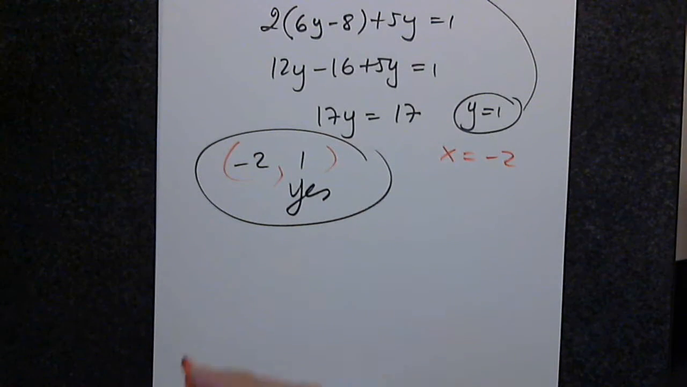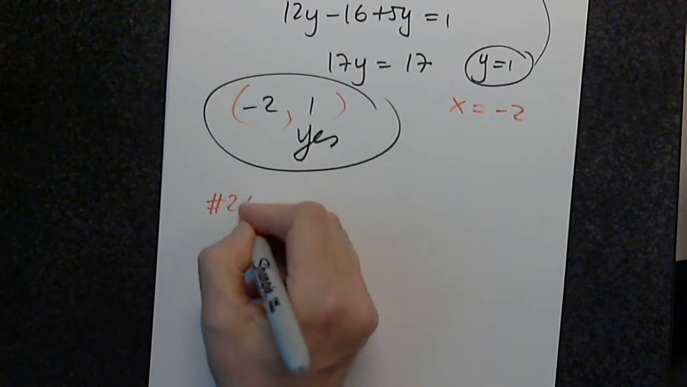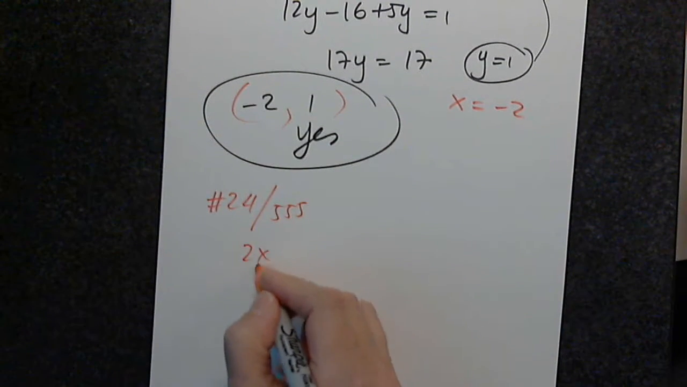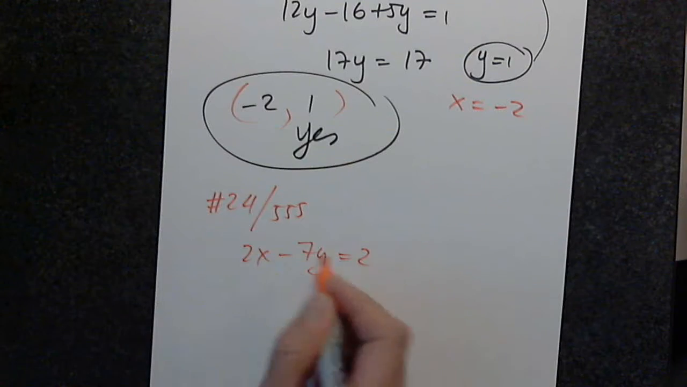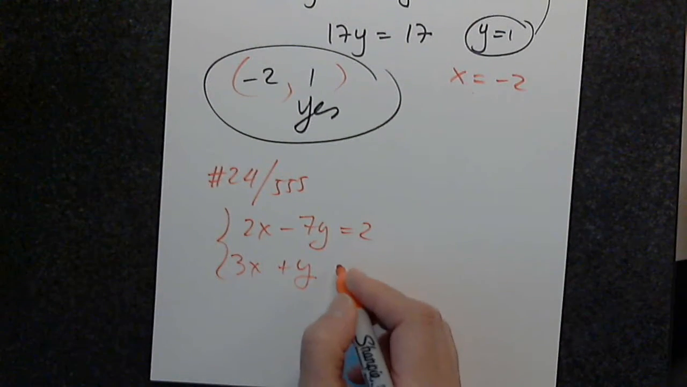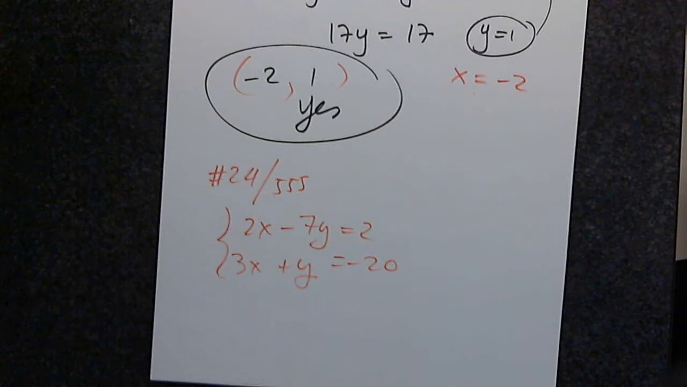Let's look at 24. So still on 555. 2x minus 7y equals 2, and 3x plus y equals -20. Yes, of course, you can solve the second equation for what variable? For y, and plug in the result in the first one. We don't want to do that. We want to use elimination this time. So here's how we think.